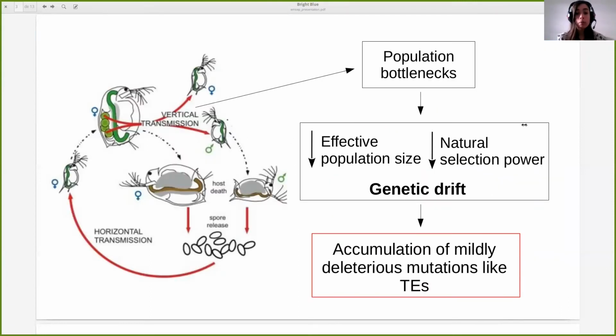We know that when Microsporidians are vertically transmitted, that is, when the mother passes the parasite to the offspring, it produces population bottlenecks, reducing the effectiveness of natural selection in removing mildly deleterious mutations in these parasites, like transposable elements. This causes enlarged, less dense genomes with accumulation of these. On the other hand, horizontal transmission, that is, when the host catches the parasite in the environment, is associated to more compact genomes lacking these.